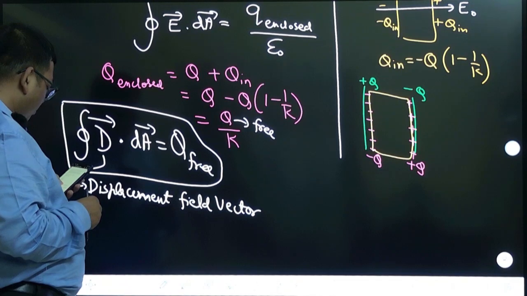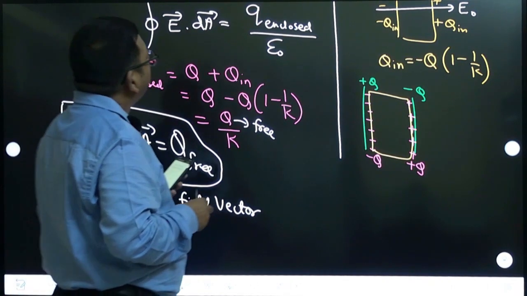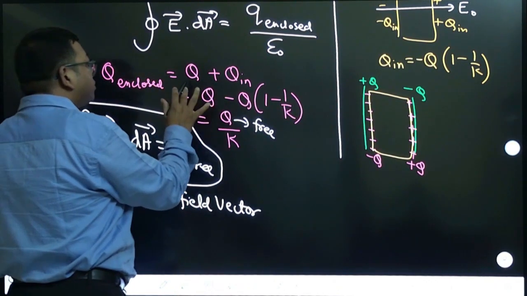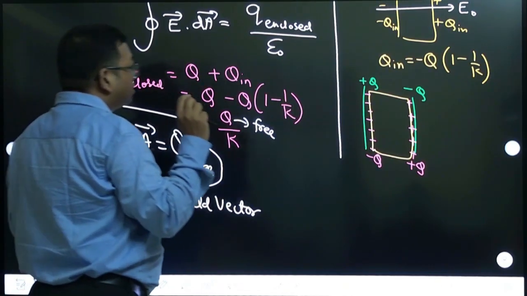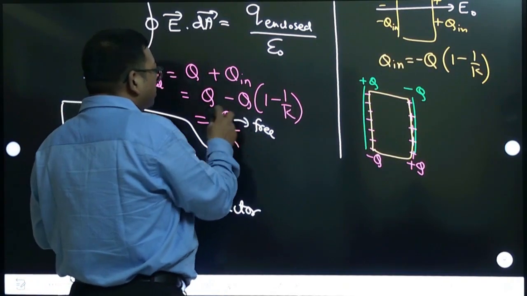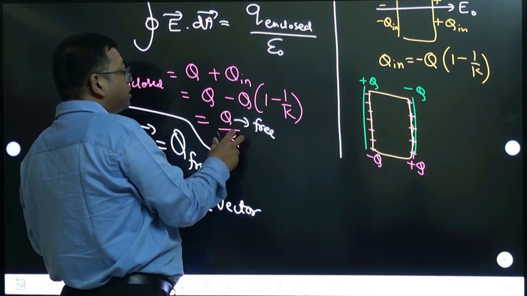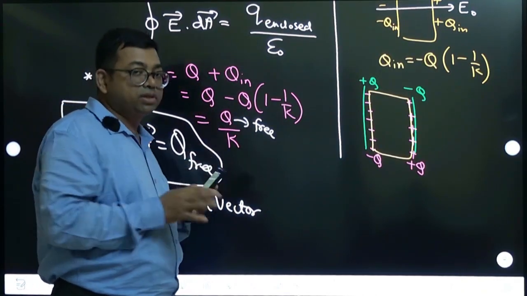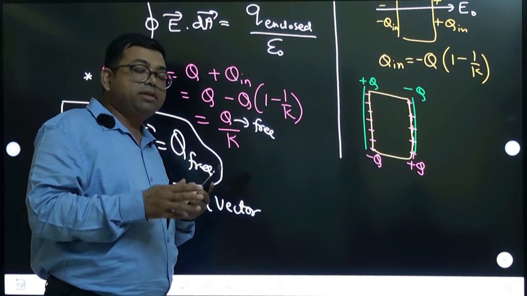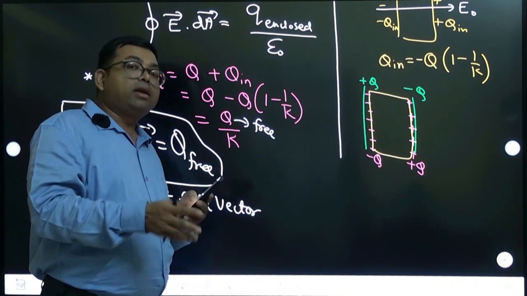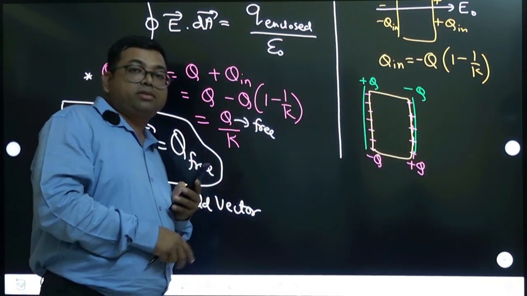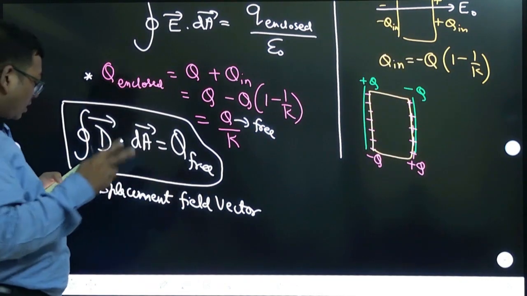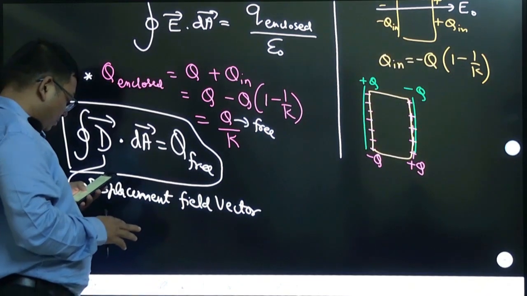What about the second one? Is it correct or not? See, Gauss law depends on the charge enclosed. The charge enclosed includes both free and bound. So we cannot say that it depends only on free charge, because this calculation is giving the total charge, which is coming as free charge by K. So Q enclosed doesn't depend only on free charge. In a dielectric medium, it depends on free plus bound. In a vacuum, it depends only on free charge. So basically we can say it depends on the charge enclosed. So the second statement is also not completely correct.